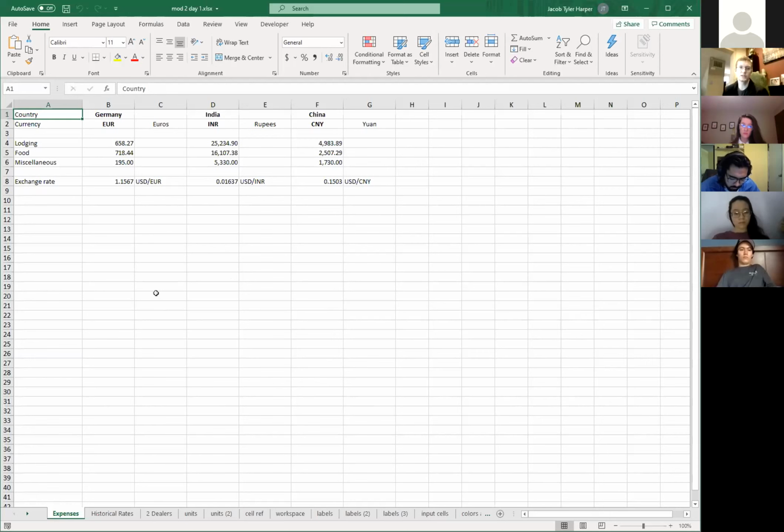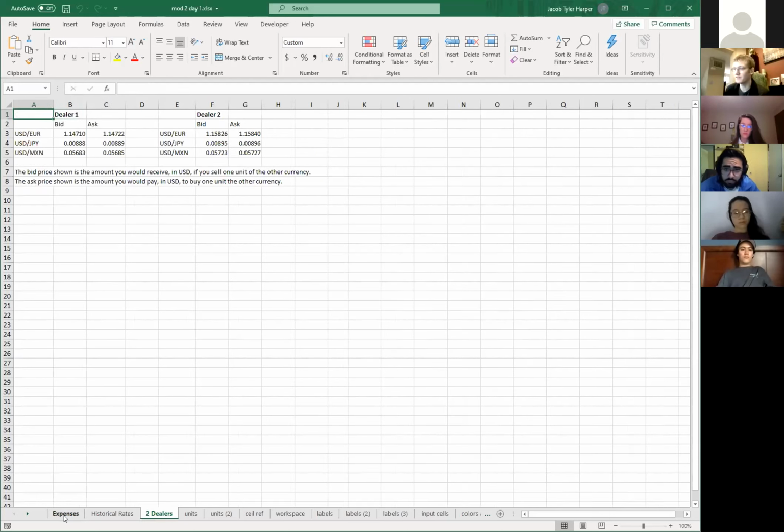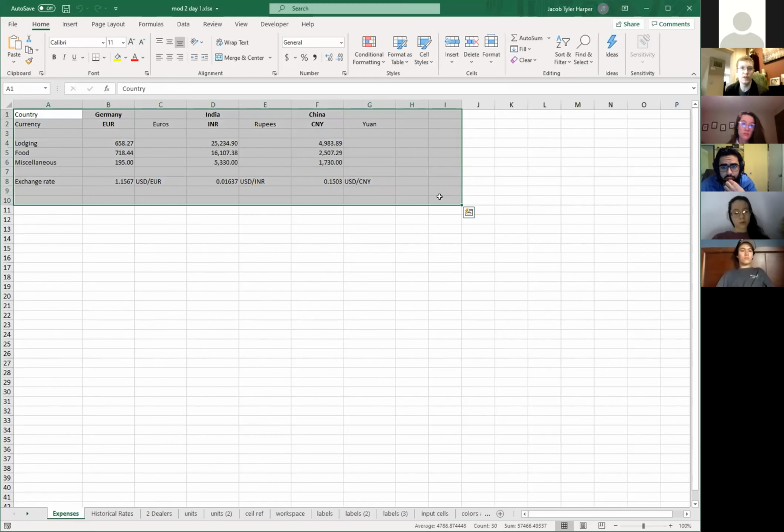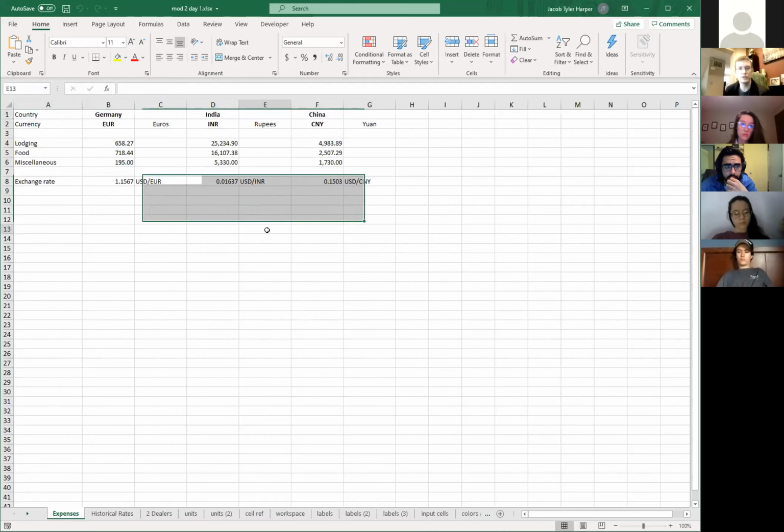Spreadsheet looks like this. Well, once you go to the correct tab, I think, again, whoever saved it, it's saved on the final tab. So make sure you go all the way left. The expenses tab, which has this information, is what we're going to be utilizing for parts 1 and 2.